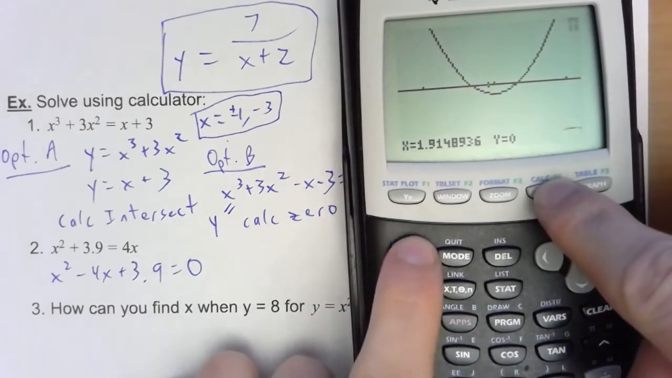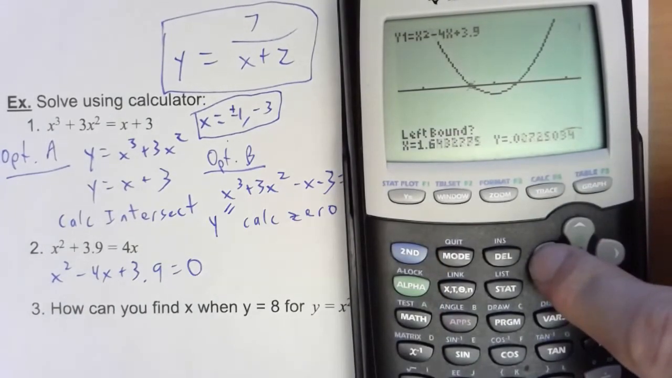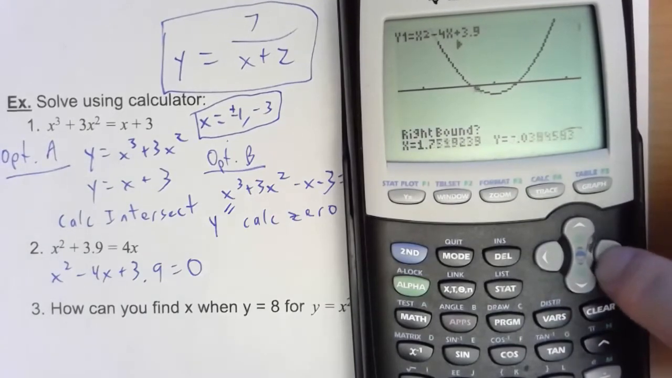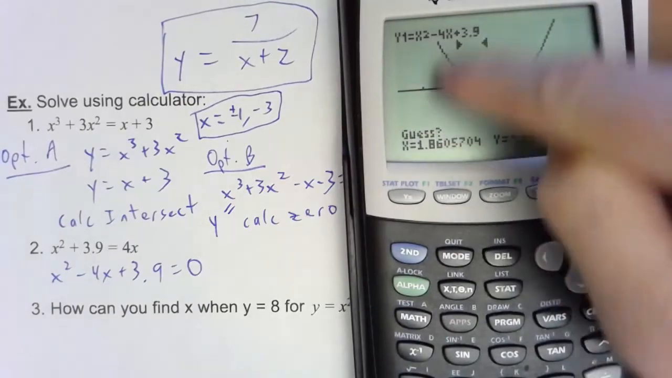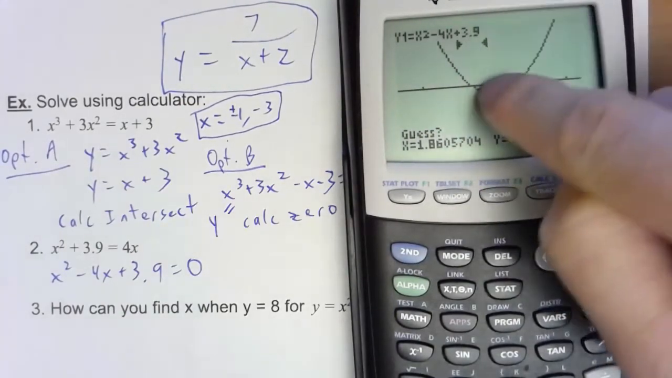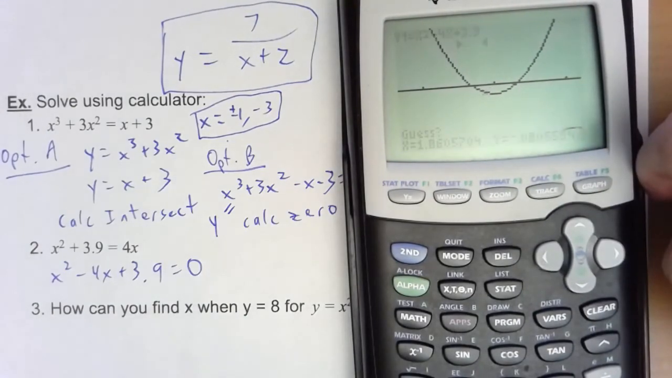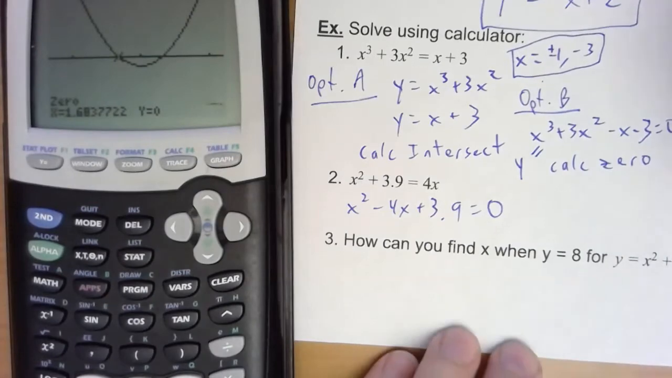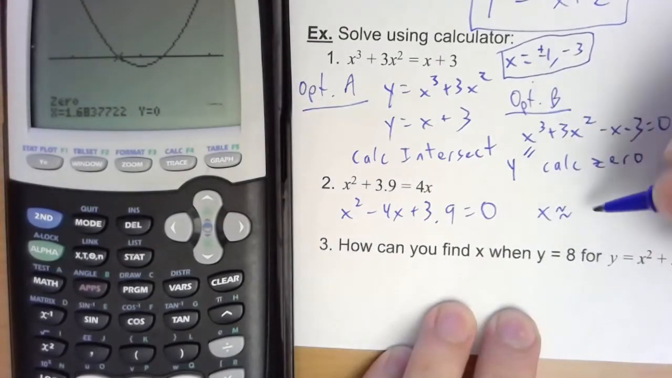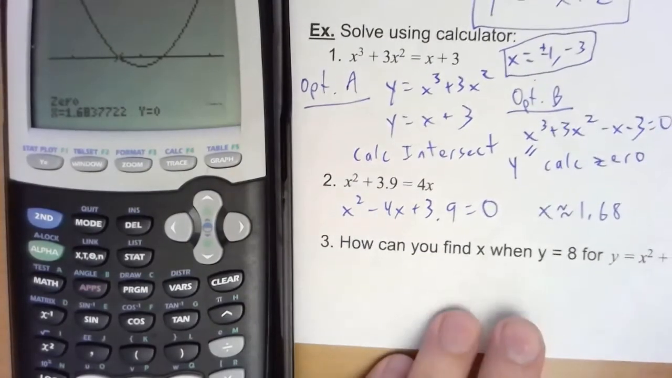So when we do calc 0, second trace, calc 0, go to the left of this solution, and then just the right of that one. Make sure it doesn't go past the other one. You want to really narrow in a window and interval of where that solution is without including any other ones. And then hit enter one more time. And there's one answer. Again, we're going to do 3 decimal places because that's what AP Calculus does. So we're going to say x is about 1.68.